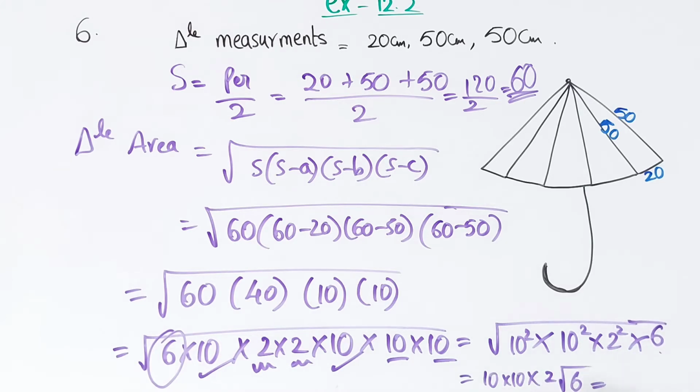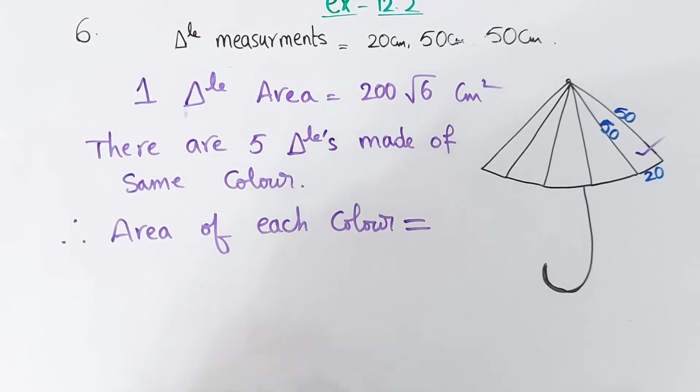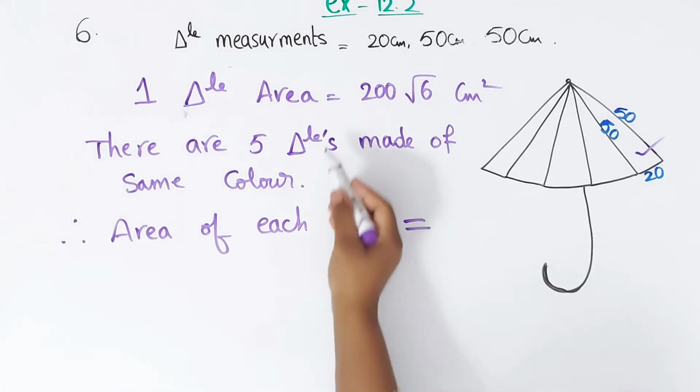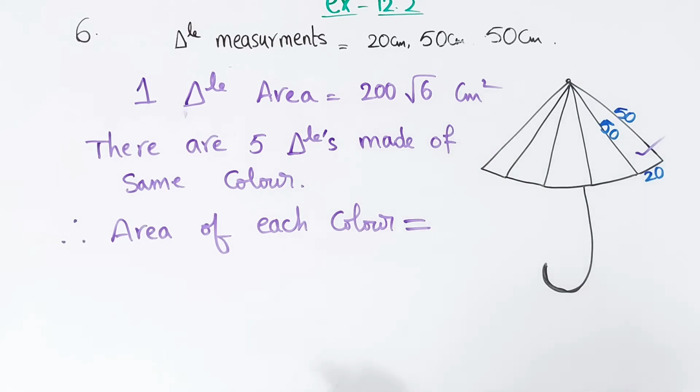10 into 10, 100. 100 into 2, children, 200. Root 6. 200 root 6 centimeter square is the one triangle area. Right? Therefore, one triangle area equals 200 root 6 centimeter square, children.